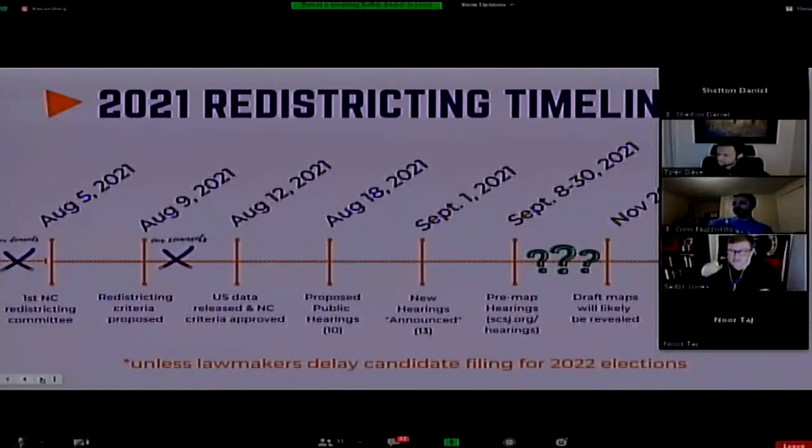Last thing I'll say, these maps will probably be passed by December, since that's when candidate filing begins. And you can't file for public office if you don't know what district it is. So that's an artificial deadline we're using to know when the maps are going to be done.